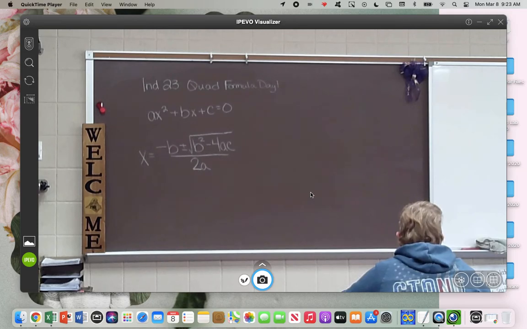You will be given equations, we'll identify what a, b, and c are, and then we'll plug those in and simplify them like we did on Friday. Most of the time, we get two answers. Tomorrow we'll talk about what happens if we don't get two answers. Sometimes you just have one, and that's okay too.